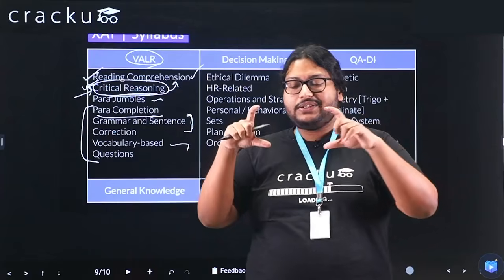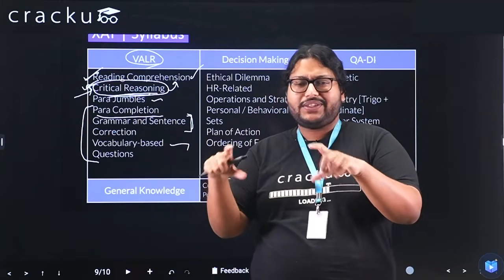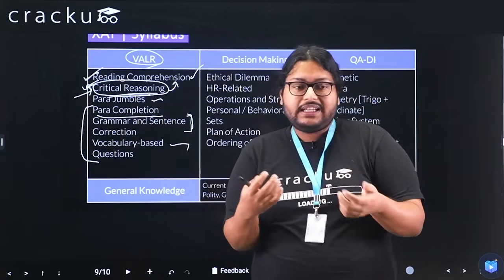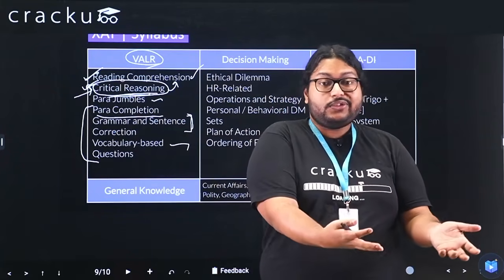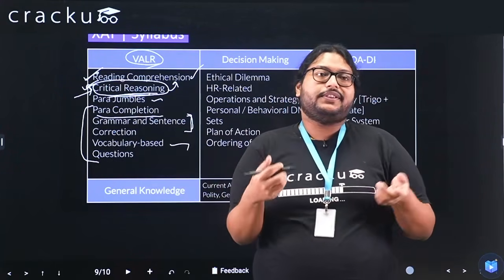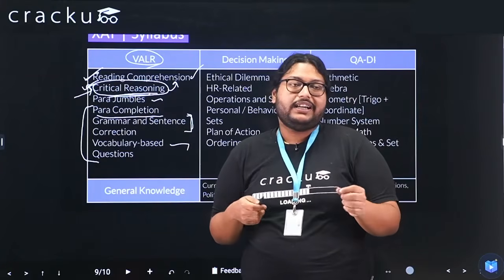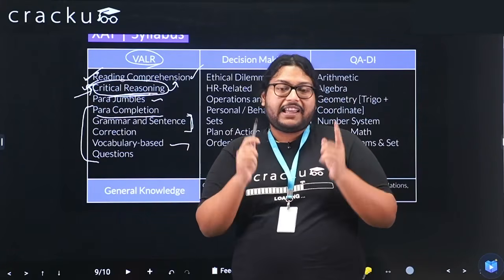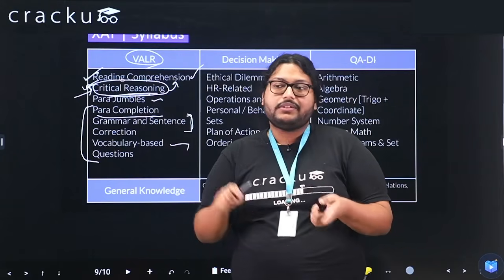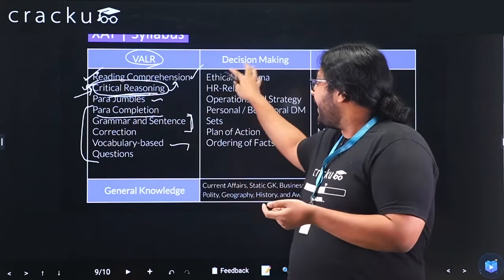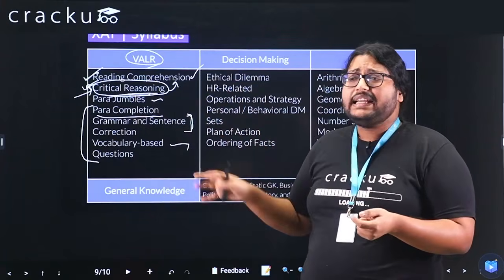Decision making is like you are given a premise, like a case is given, a sub case, and then you have to make a decision like what should be the next thing to do, what is the best course of action, all those kind of questions. Now there is the ambiguity that comes. What I might think is the correct approach here, the paper setter might not think that. So a lot of people actually get confused in this.